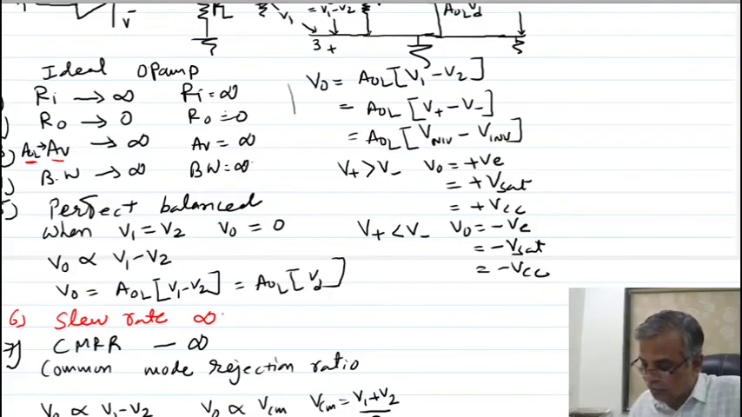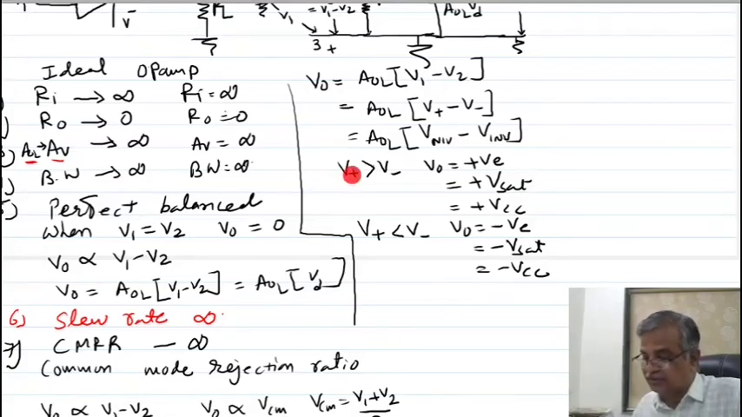Remember, for open loop operation, if the voltage at the plus terminal is less than the voltage at the minus terminal, the output is negative. So it is called minus Vsat. It is called minus VCC because it is very high. So it is called saturated voltage.